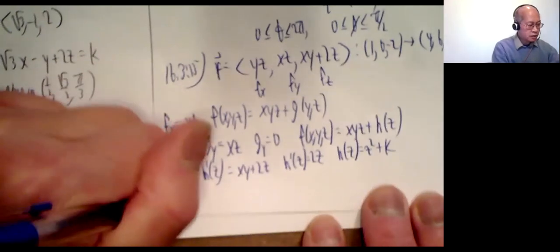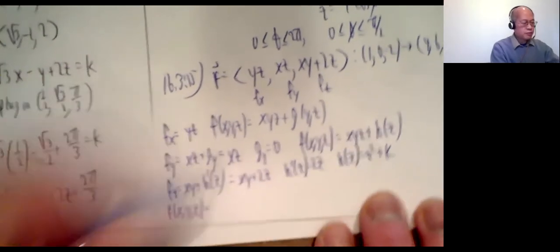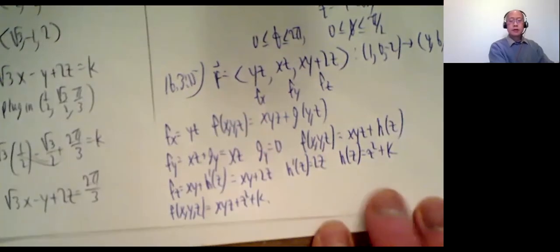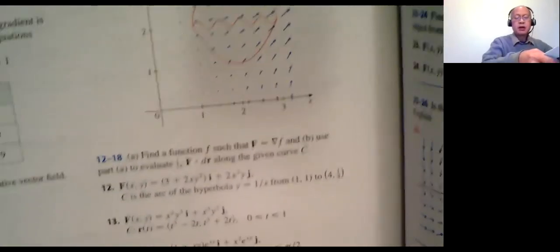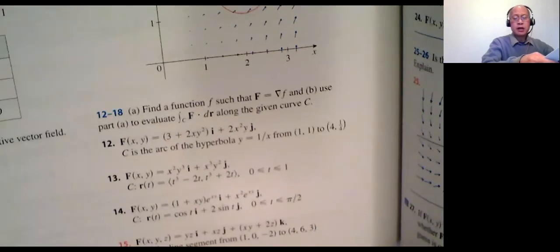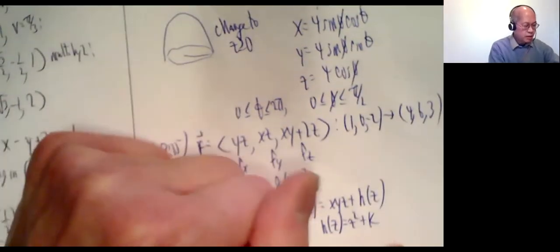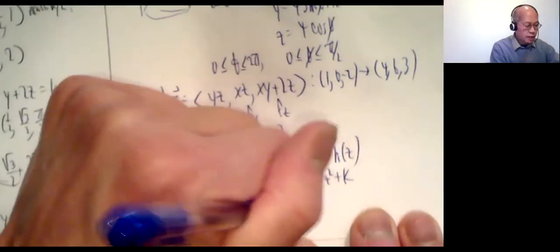So now I have f of x, y, z. Put it all together. It's xyz plus z squared plus k. Now evaluate the work done, the integral of F dot dr. The fundamental theorem of calculus for line integrals says all you do is plug in the ending point, plug in the beginning point, and subtract. So use f of x, y, z with k of 0: xyz plus z squared.